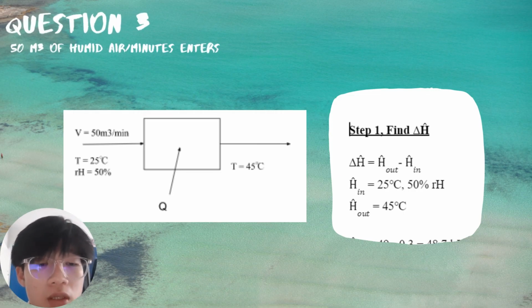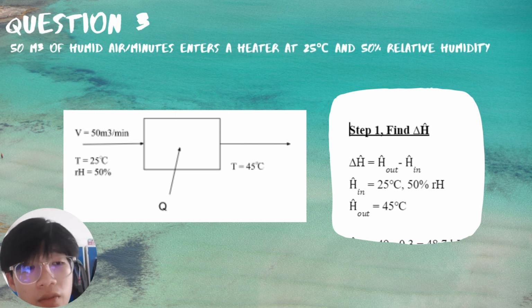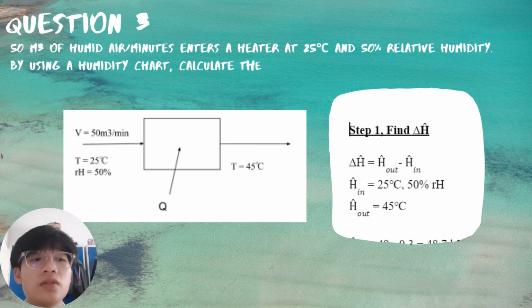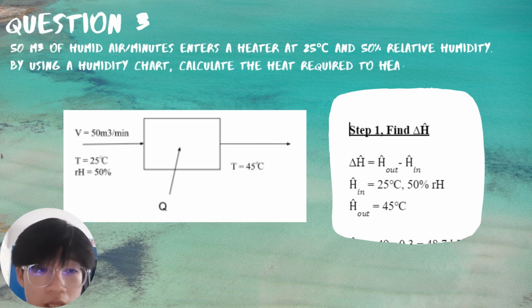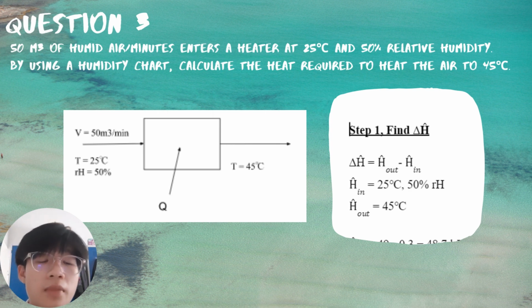So 50 meter cube of humid air per minute enters a heater at 25 degrees Celsius and 50% relative humidity. By using a humidity chart, calculate the heat required to heat the air to 45 degrees Celsius. So first of all, the mass balance diagram is drawn to show the whole process. So it's similar to question 2. We start with finding the change in enthalpy.